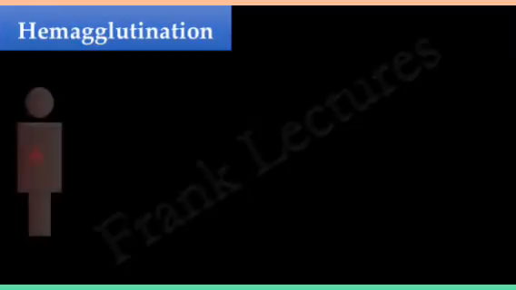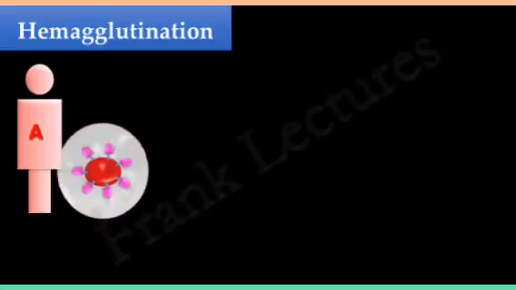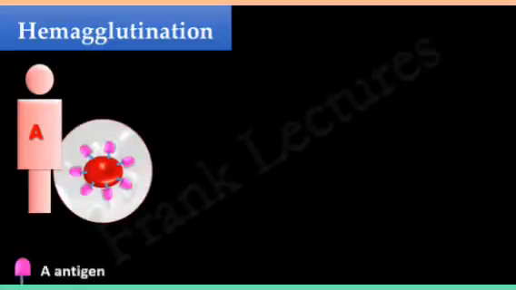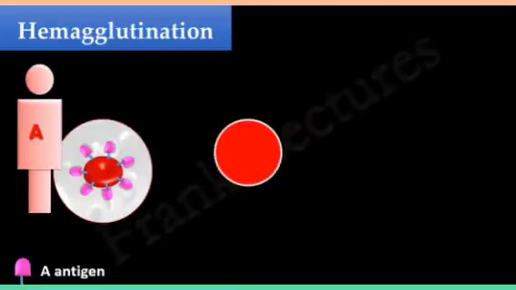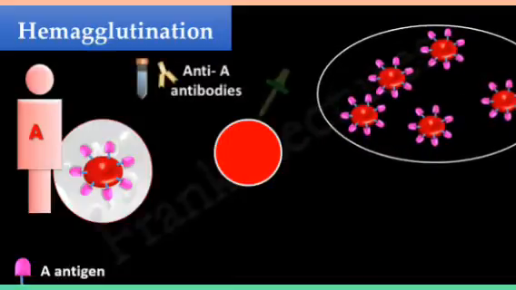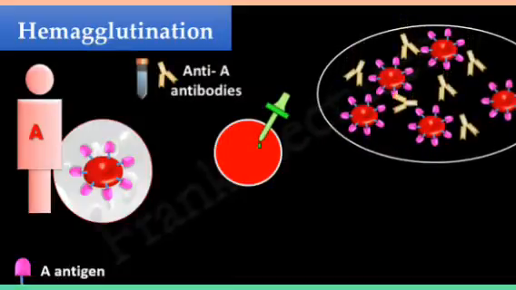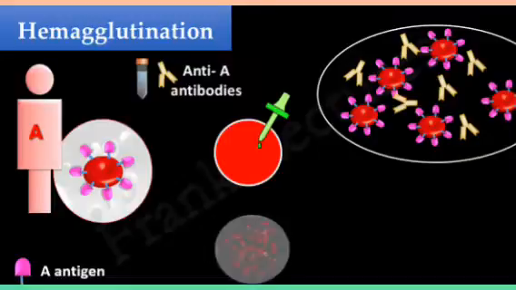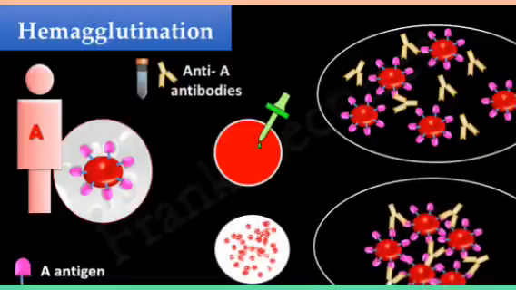Suppose we have an individual with blood group A. That means his RBCs have A antigens on their cell membrane. We put a few drops of blood from this person on a glass slide and then add anti-A antibodies. We will mix them. After some time, red granules are visible like this. These granules are the result of clumping of RBCs.